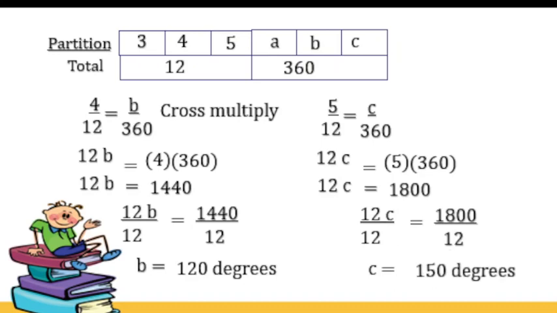So again, if you are going to get the sum of the three angles of the triangle, you have 90 plus 120 is 210, plus 150 is 360. So the sum of the measures of the angles of the triangle is equal to 360 degrees.